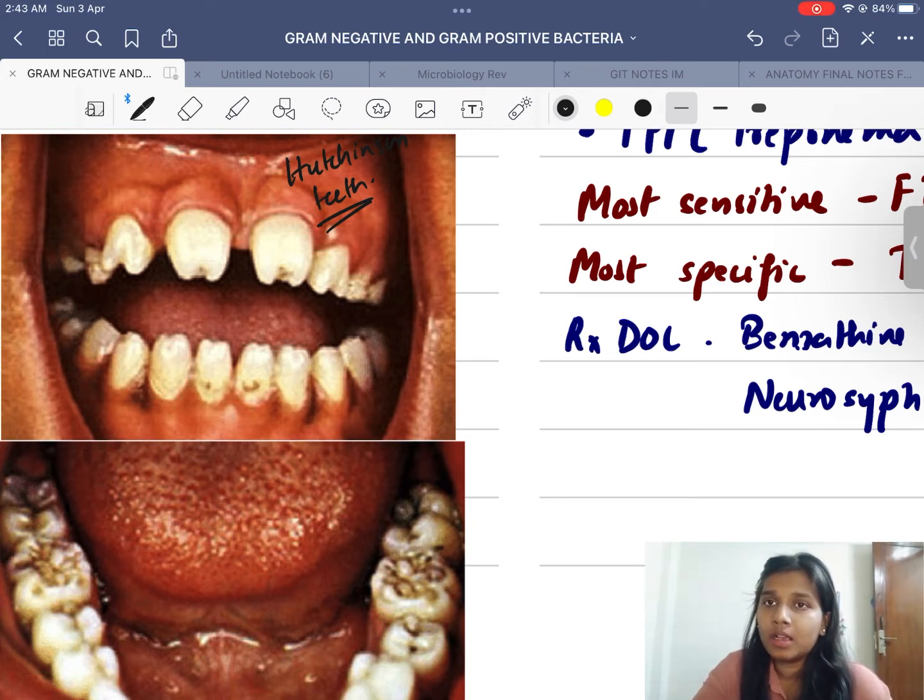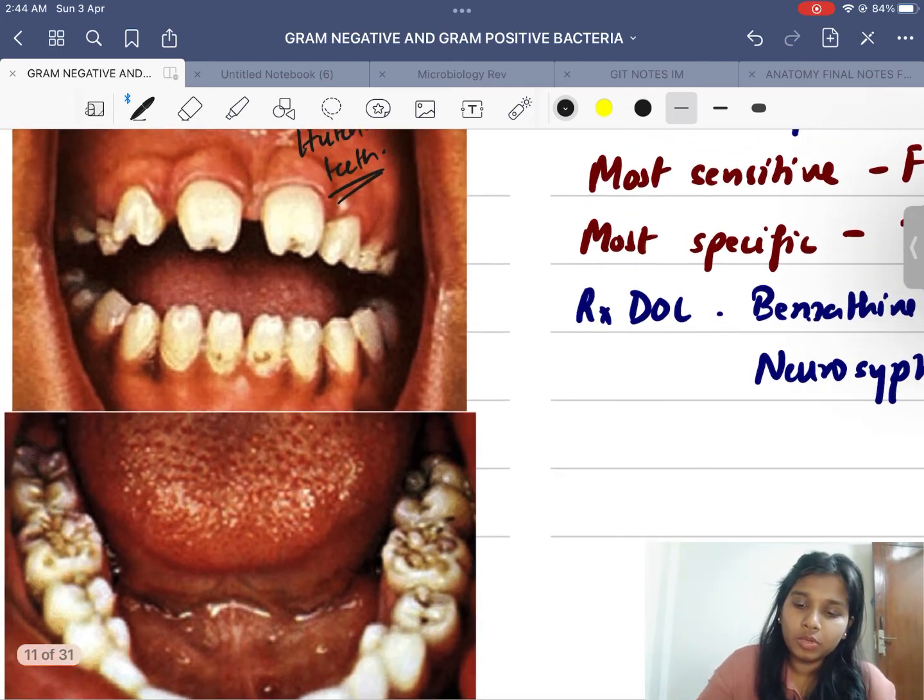But the Hutchinson pupil, where did we see it? Hutchinson pupil was seen when we were talking about head trauma. If there is an intracranial hemorrhage, the ipsilateral pupil will be mid dilated. That was Hutchinson pupil. Hutchinson teeth and Hutchinson triad are both for congenital syphilis.